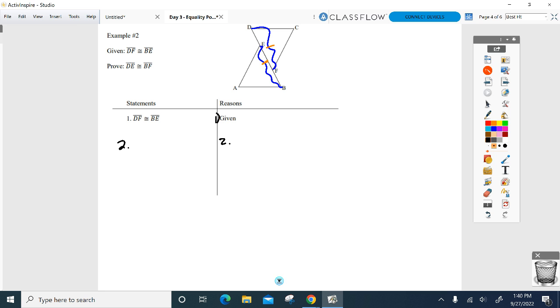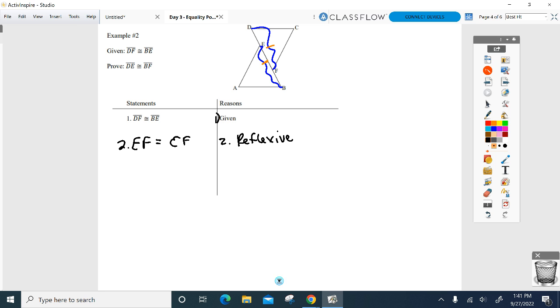So what do I need to subtract from DF? I need to subtract EF from it, right? What do I need to subtract from BE to get BF? EF as well. And what do I know about these two? They're equal by the reflexive postulate or property.